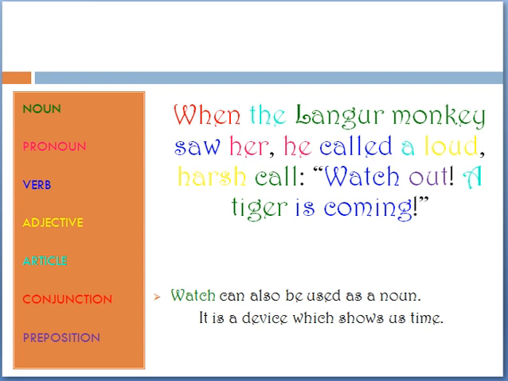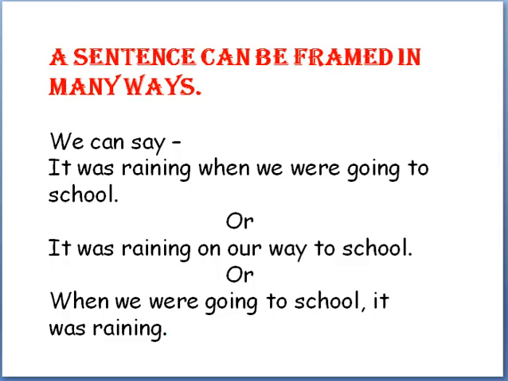Okay, so now if you ask me what if we don't begin the sentence with this conjunction, that sentence can also be right. If we write the sentence as: the langur monkey called a loud, harsh call, "Watch out, a tiger is coming," when he saw her. We can use the conjunction when at the very beginning, or we can even use it in the middle of the sentence. Now it brings us to this point that a sentence can be framed in many ways.